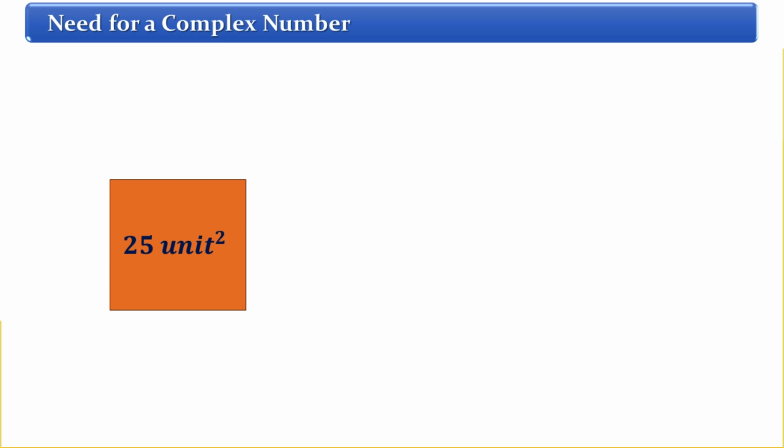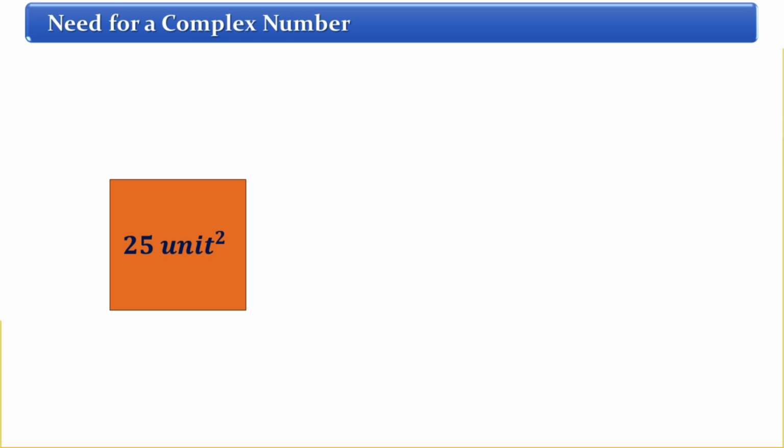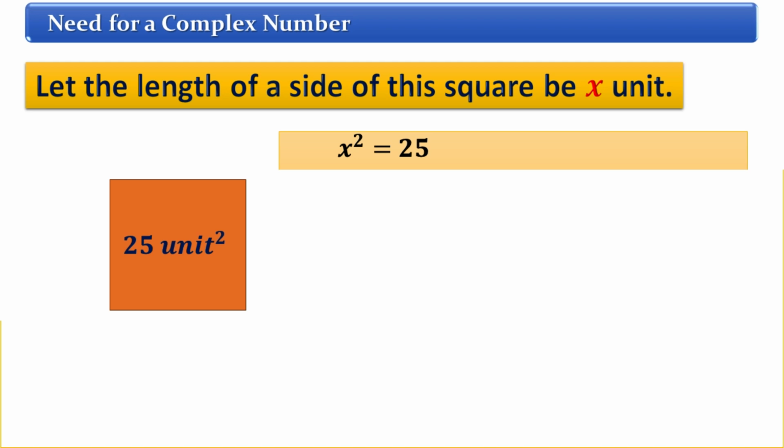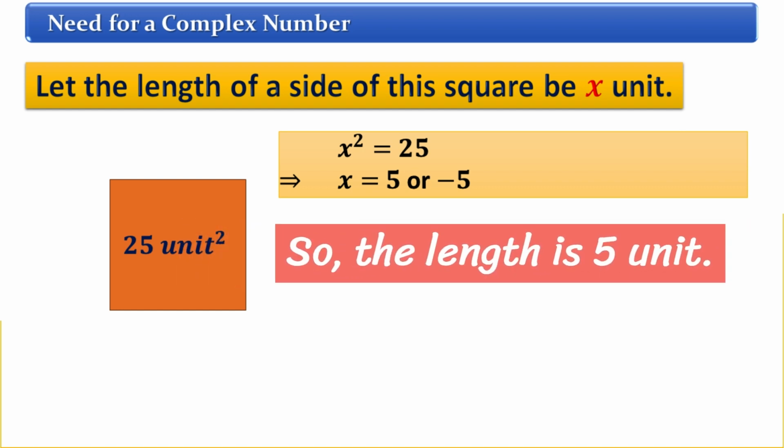Another way, we can find the length. Let the length of a side of this square be x unit. Consider the equation x squared is equal to 25. Then the solution is 5 and minus 5. So, the length is 5 unit.